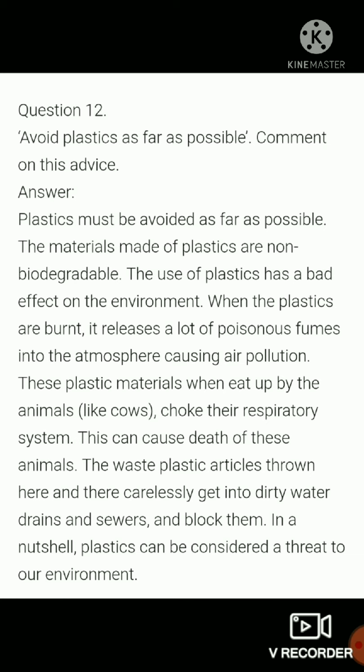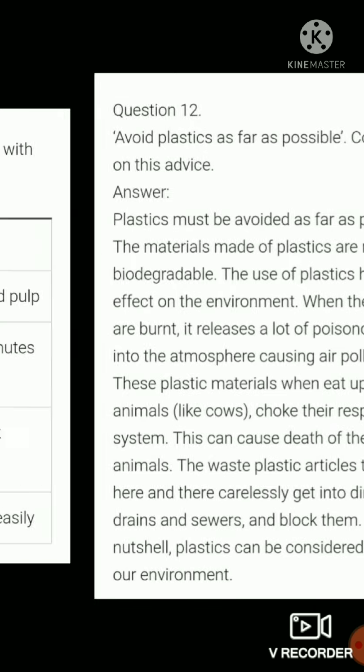When the plastics are burned, they release a lot of poisonous fumes into the atmosphere, causing air pollution. These plastic materials, when eaten by animals, choke their respiratory system. This can cause death of these animals. The waste plastic articles thrown here and there carelessly get into dirty water, drains and sewers and block them. In a nutshell, plastics can be considered a threat to our environment.